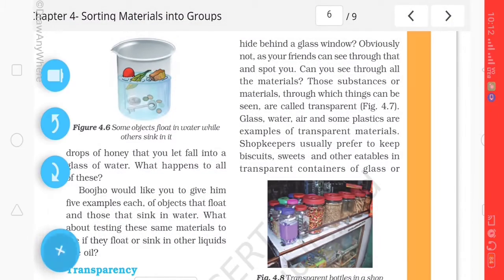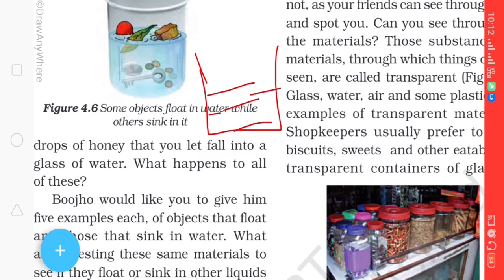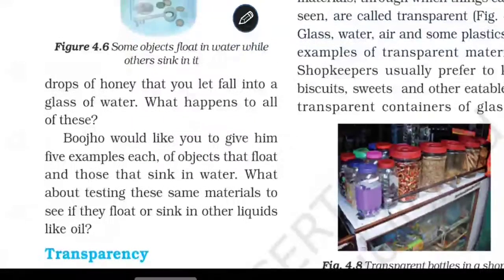Again, more examples are given here. Few drops of honey that you let fall into a glass of water. What happens to this? If you drop honey, honey means madhu, in water, will the honey float or will the honey go inside the water? What do you think? The honey will settle at the bottom. That means it will go inside, the honey will sink. So these are the examples which are given.